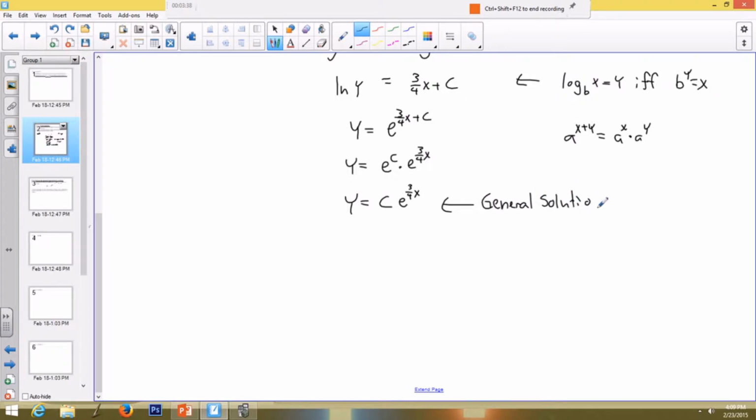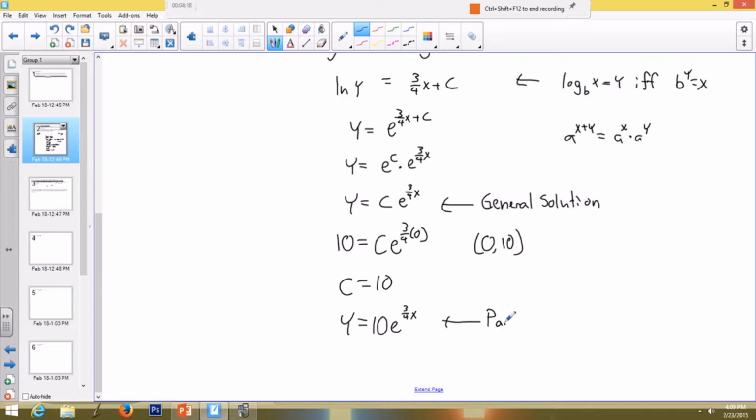But they give us an initial condition. When you plug in 0 for x, you get 10 out of this particular problem. So that's what I'm going to do. I'm going to figure that out. So 10 is equal to c times e to the 3/4 times 0. Now that becomes 0, and e to the 0, anything to the 0 power other than 0 is 1. And so we end up with c equaling 10, and now we can rewrite in the final form and say y equals 10 e to the 3/4 x. This is our particular solution.